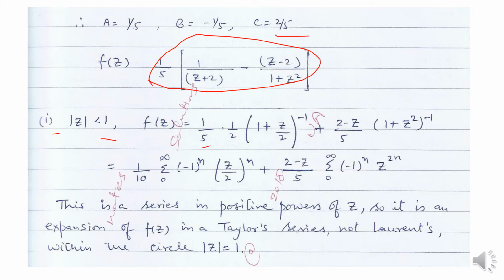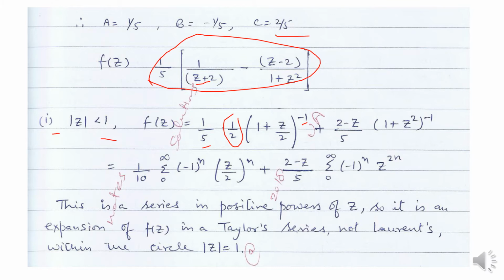So first term we take, so 1 upon 5 is outside, so this is 1 upon 5. To make it 1 plus z to the power minus 1, the term which is here 1 upon z plus 2, what we do, we take 2 common, so this comes 1 upon 2 because it is in denominator, and this becomes (1 plus z upon 2) to the power minus 1. So when mod z is less than 1, it means this 1 plus z upon 2, if we compare the form only, to the power minus 1, and we can apply binomial expansion here.